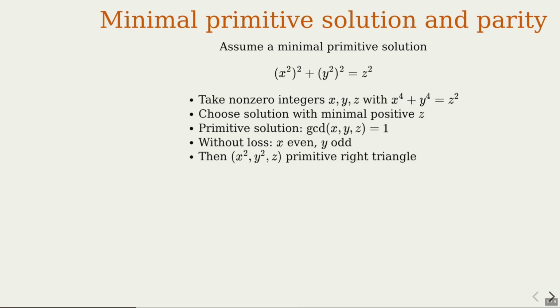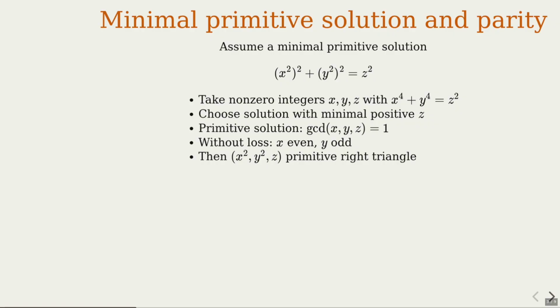To start the descent, we suppose there is at least one non-trivial solution in integers x, y, z, with x to the 4th plus y to the 4th equal to z squared. Among all such solutions, choose one where z is as small as possible and also positive. If x, y, and z had a common factor bigger than 1, we could divide it out and get a smaller z, contradicting minimality. So we may assume the triple is primitive, meaning the greatest common divisor of x, y, and z is 1. We can also swap x and y if needed, so that x is even and y is odd. That ensures that x squared, y squared, and z form a primitive Pythagorean triple.